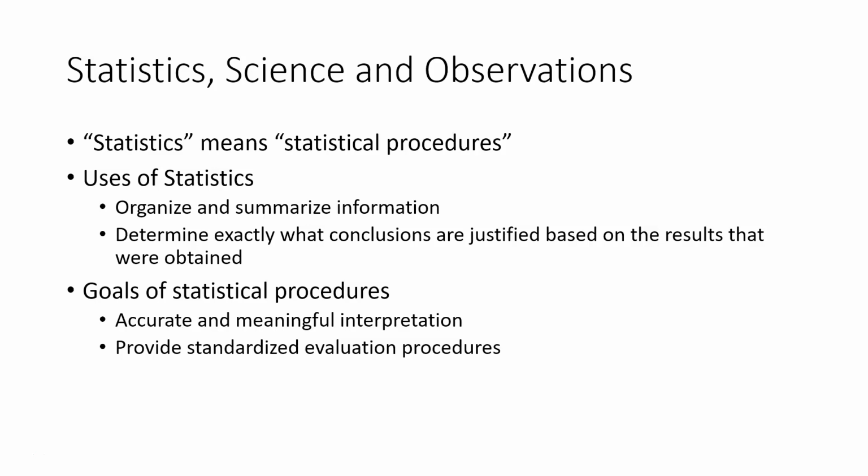Statistical procedures are mathematical operations that are run in order to conclude certain information about the data. You use statistics to organize and summarize information and to determine exactly what conclusions are justified based on the results that were obtained. Those two bullet points that I just read are different types of statistics. I will describe the names of these different types of statistics in just a minute, but it's important that we understand that the two different types of statistics have different goals.